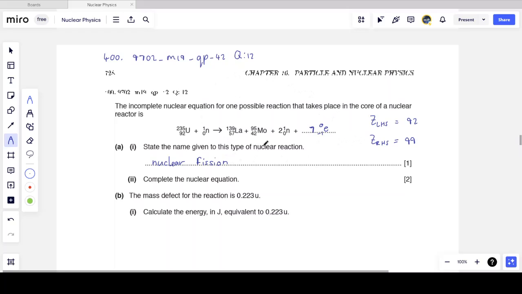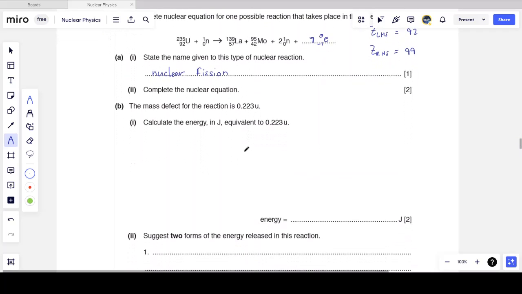So this nuclear reaction, this nuclear fission, releases 2 neutrons, which can then go on and excite further uranium atoms, but it also releases 7 beta particles. So it is a highly radioactive process. It's a process by which a huge amount of radiation is released.